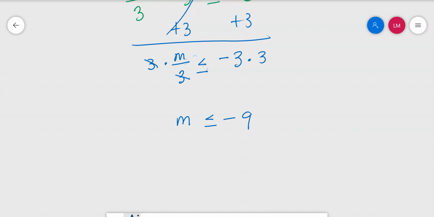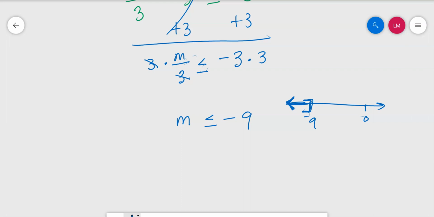M is less than or equal to -9, so we graph it. Here's 0, here's -9, we're going to use a bracket. We want to be less than, so we go towards the left.